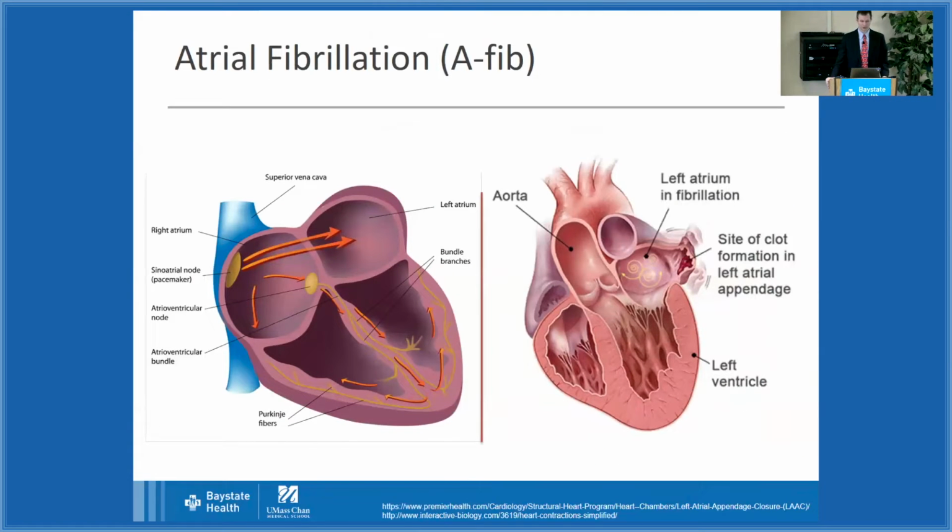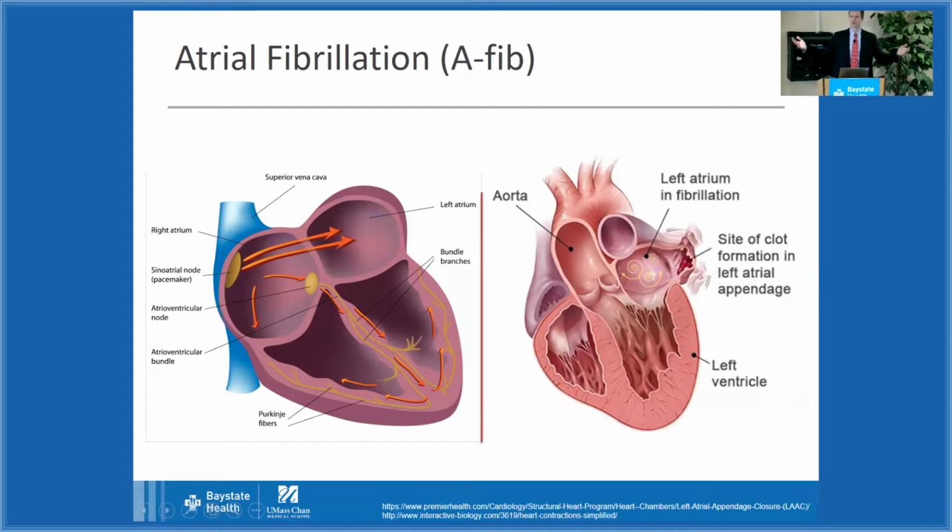Atrial fibrillation. So the heart has an electrical system. You're born with a pacemaker. It's in the right atrium, in the upper right chamber. Here it is. And it sends out, as diagrammed by arrows here, electrical signals to each of the other chambers, telling them to beat. So the heart electrically conducts a current, and as each cell gets that current, it squeezes.